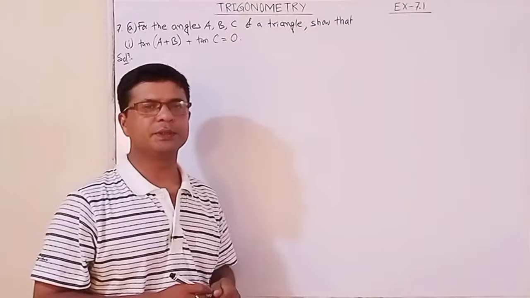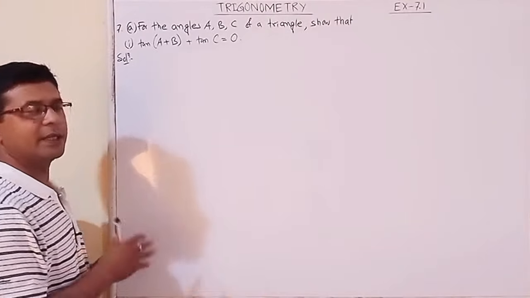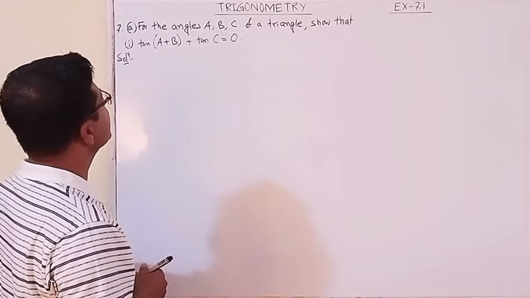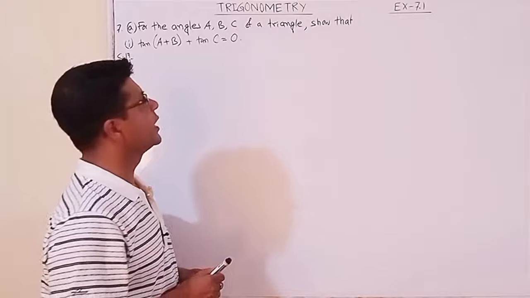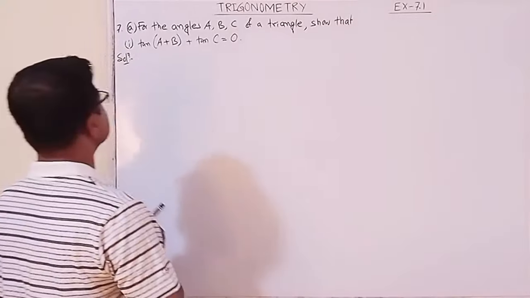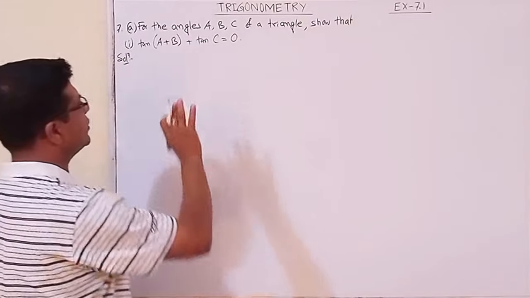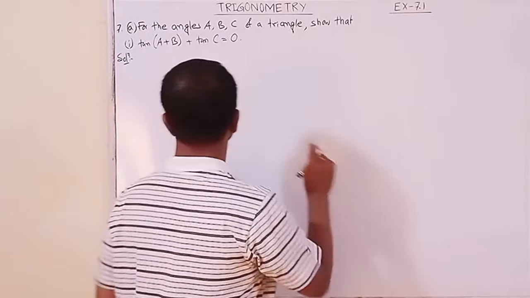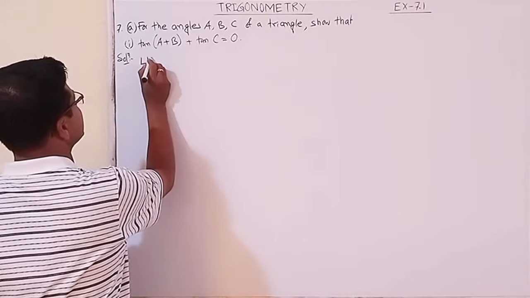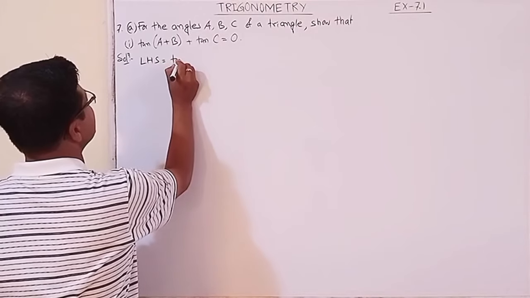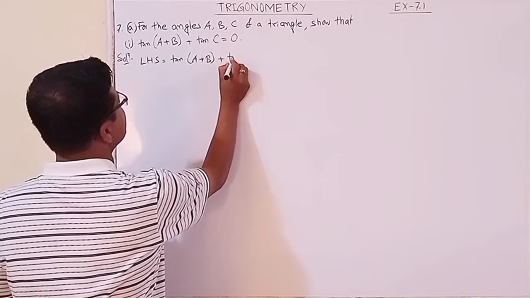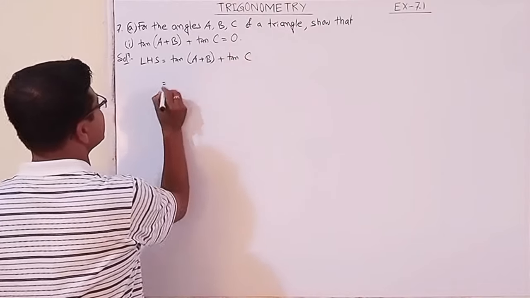Have you understood? Our students, we are in question number 7 now. There are two parts, A and B. Let us take the first one, 7A. For the angles A, B, C of a triangle, show that tan A plus B plus tan C equals 0. The thing is very, very simple. Dear students, let me write the left hand side, then I shall explain. Left hand side is tan of A plus B plus tan of C.